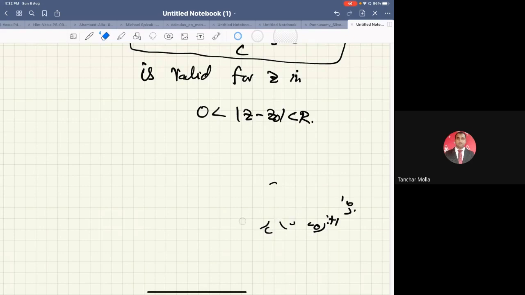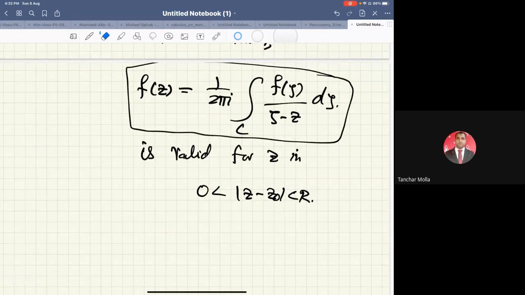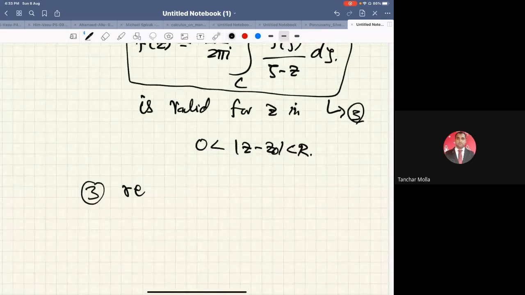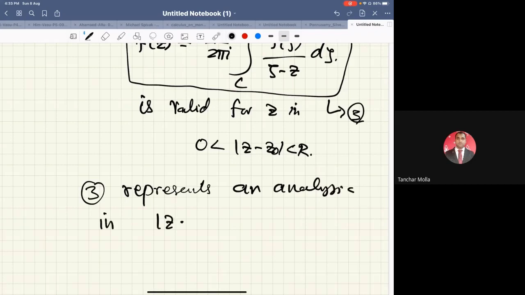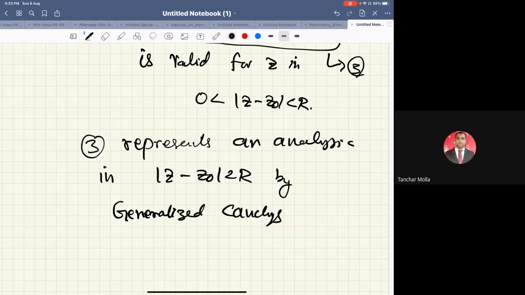So by generalized Cauchy's integral formula, this represents an analytic function inside the disk mod z minus z naught less than r. Let me call this 3. 3 represents an analytic function in mod z minus z naught less than r, by generalized Cauchy's integral formula.